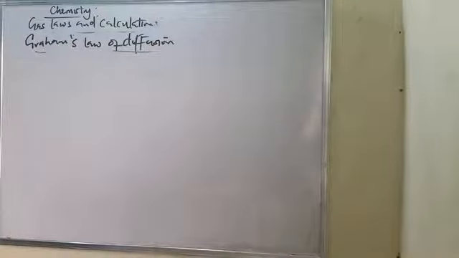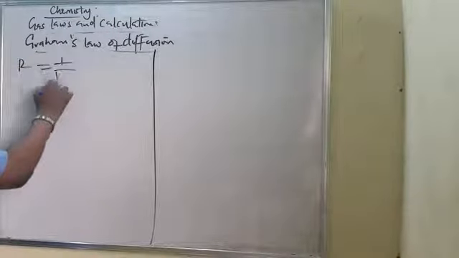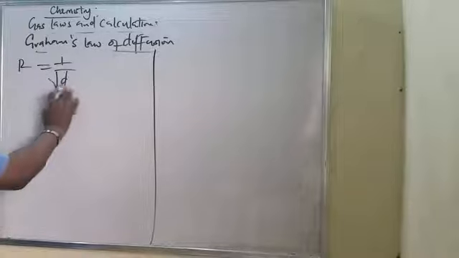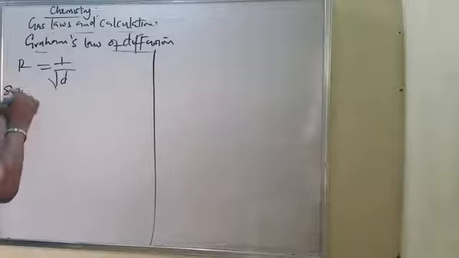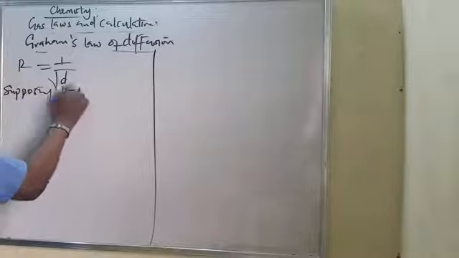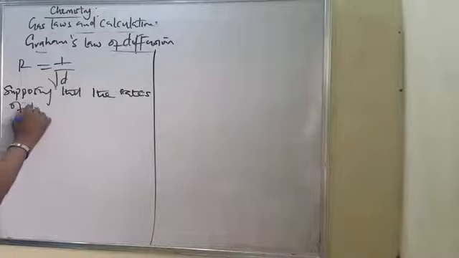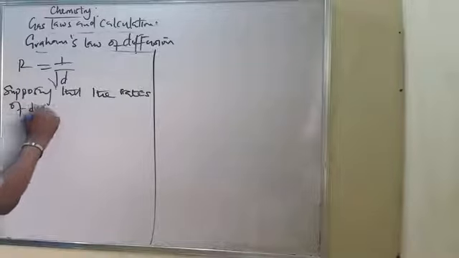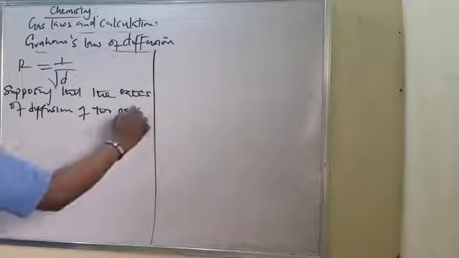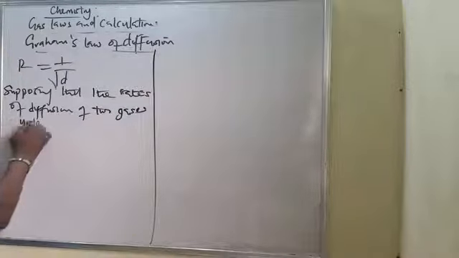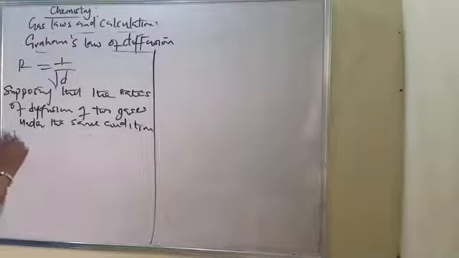So what Graham is saying is that the rate of a gas is inversely proportional to the square root of the vapor density. Some will put Vd. You can as well represent it as D. So supposing that the rate of diffusion of two gases under the same condition is examined.